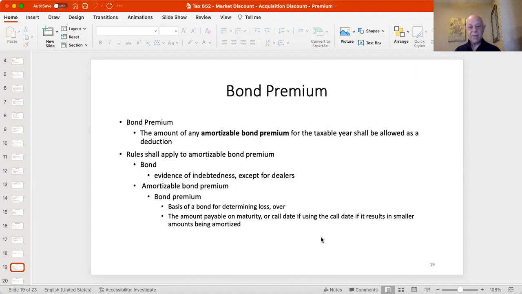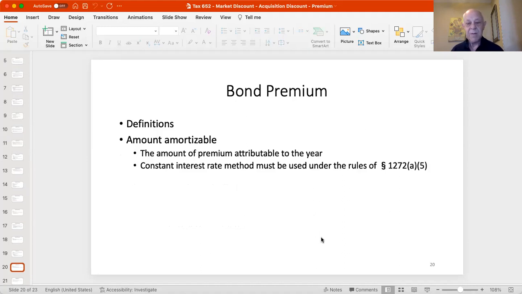What is the amortizable bond premium? The basis of the bond for determining loss, which is still going to be a purchase price, over the amount payable on maturity. And then they have special rules for call dates, but let's ignore those for the purposes of this class. So we're just going to do what's my basis in the bond, what's the redemption, the amount payable on maturity. That's my bond premium.